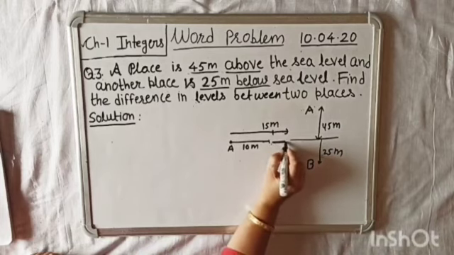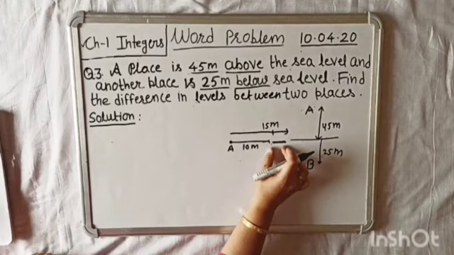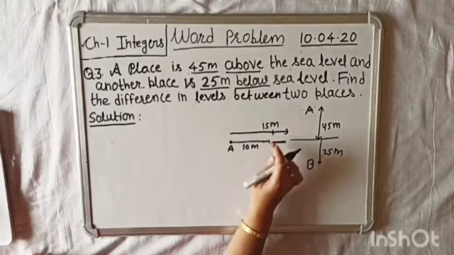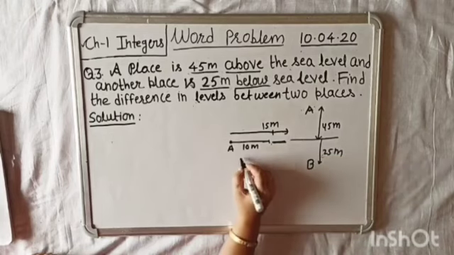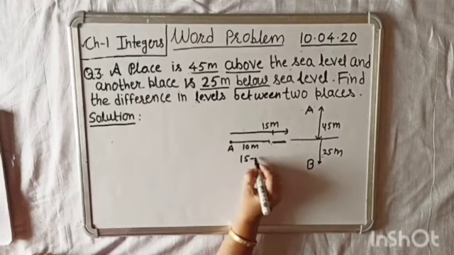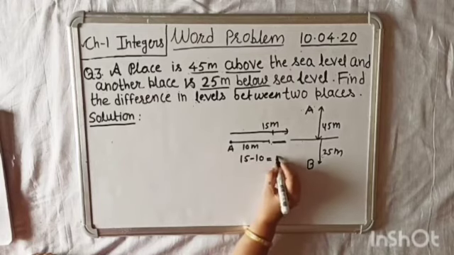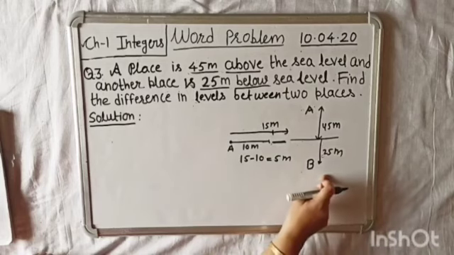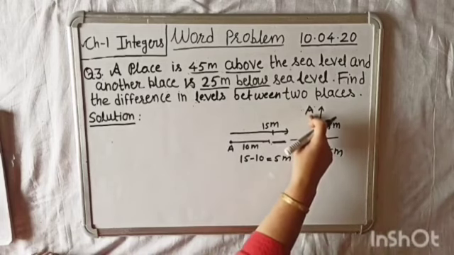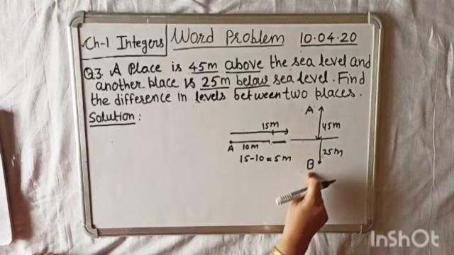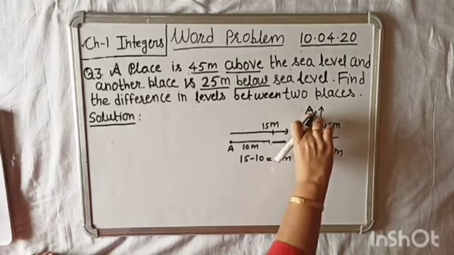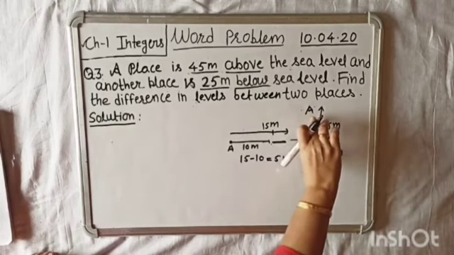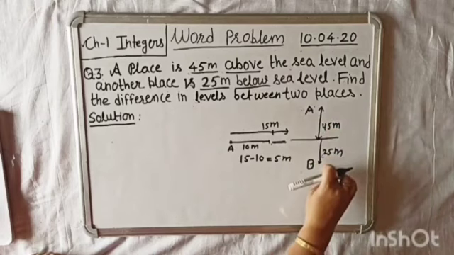That distance will be this. That is the difference between their distance. And how you will find it? You just subtract. 15 minus 10 is 5 meter. Similarly here, to find the distance between A and B, you have to subtract their distance.